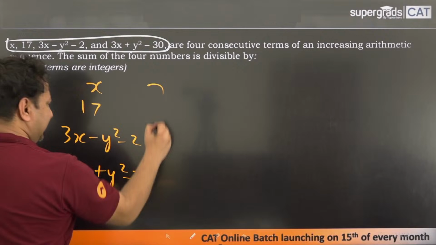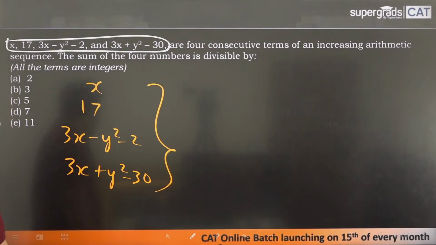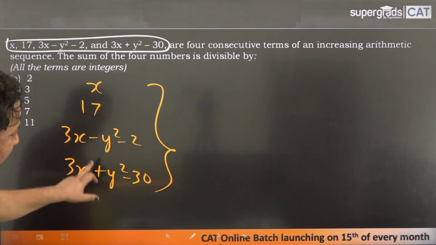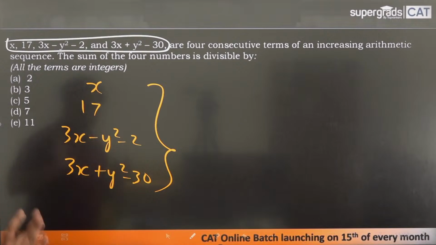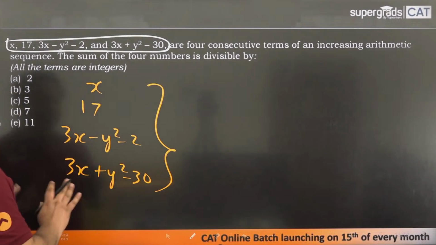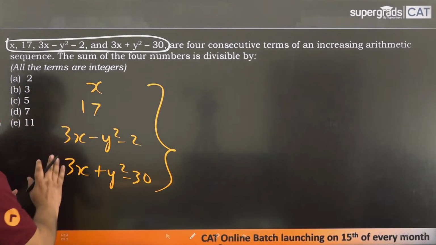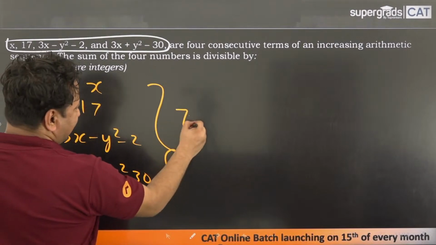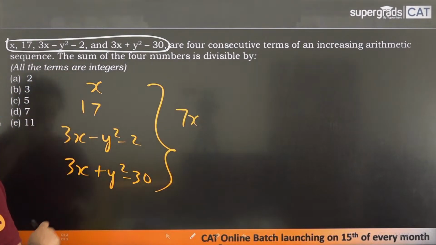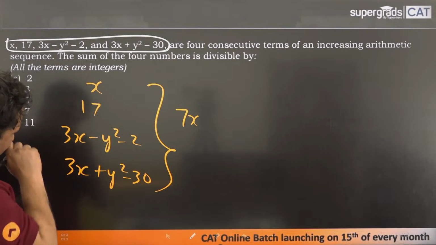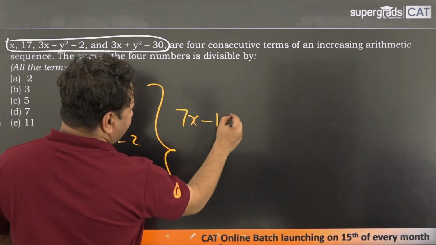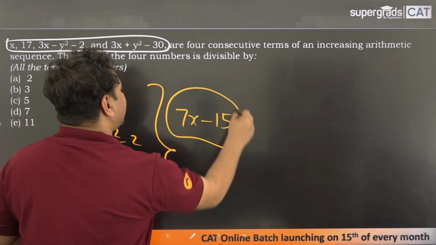सबसे पहले तो इनको ऐड कर लेते हैं, let's do simple things first. If I add them all, and by the way, there's one very good thing about adding this, that we have minus y square and plus y square. This will get cancelled. We are lucky to have such numbers with us that they will get cancelled and life will be easier. If I add them all, I'll get 7x, 3x plus 3x plus x, 17 minus 2 minus 30, it will be minus 15. This is what I get. 7x minus 15 is what I get.